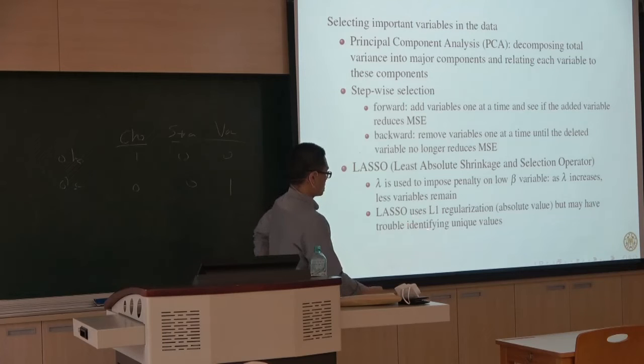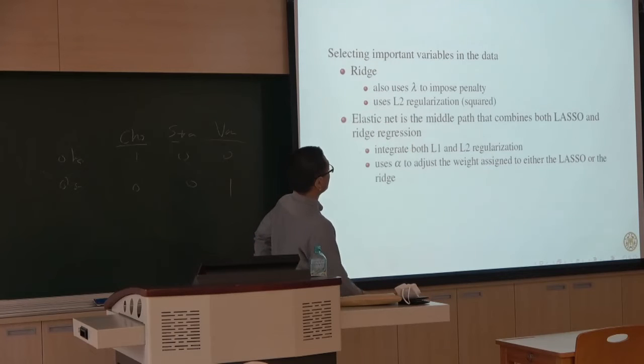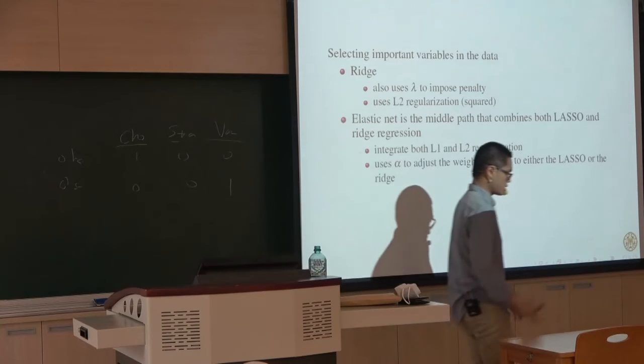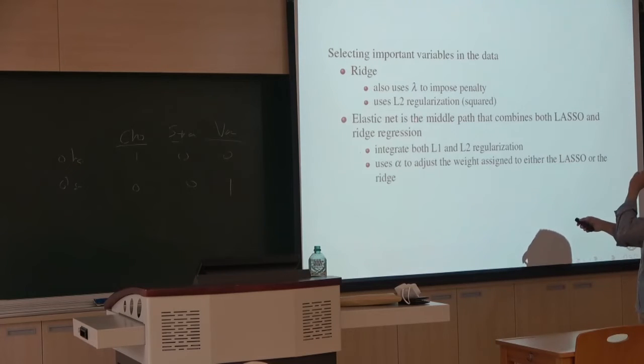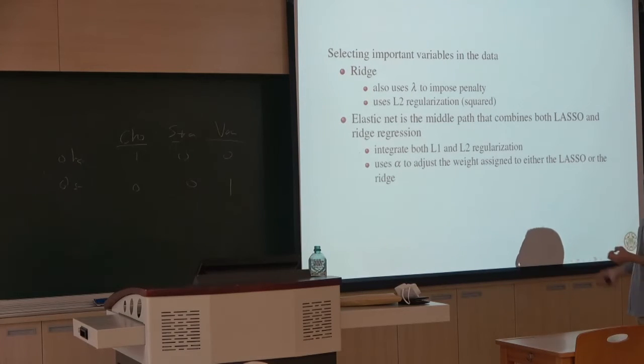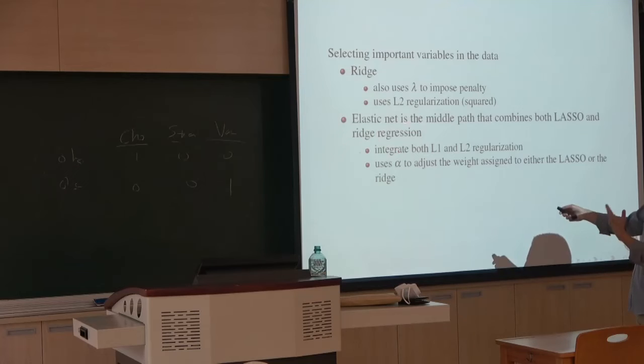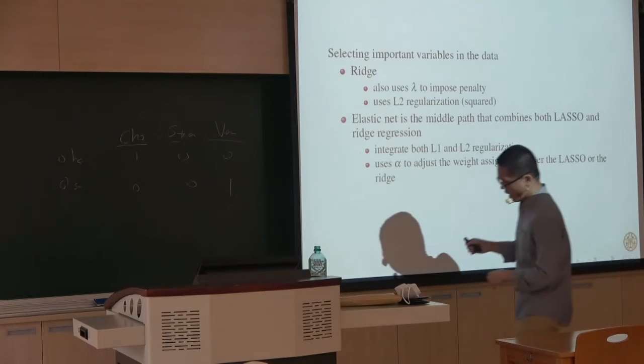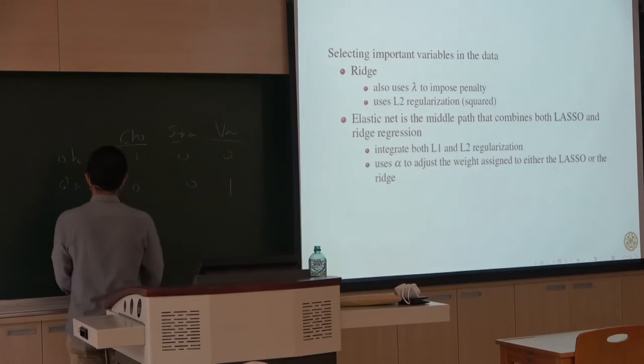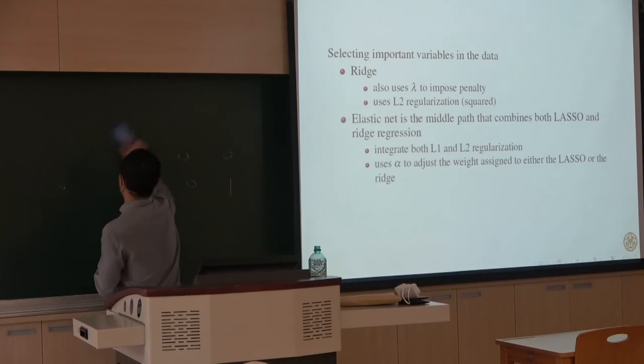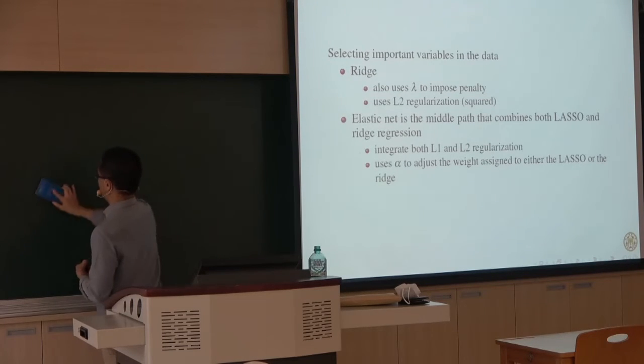Now with lambda, of course, you use L1, the absolute value regularization, but you may have trouble identifying a unique solution, so an alternative would be ridge regression. It also uses lambda to set the magnitude of the penalty, and uses L2 regularization, the squared term. Or if you want to choose the middle path, the elastic net is what you can consider. It integrates both L1 and L2 regularization, and uses the alpha parameter to determine the weight allocated to L1 or L2 regularization.